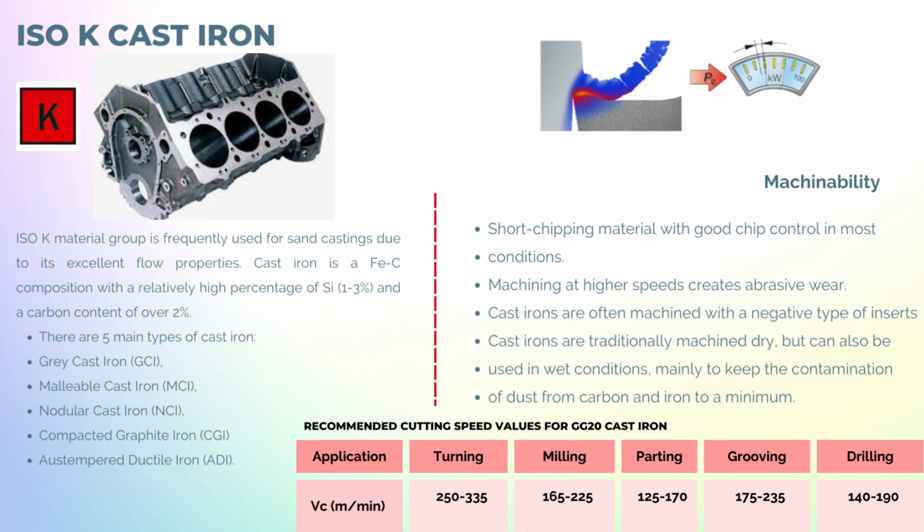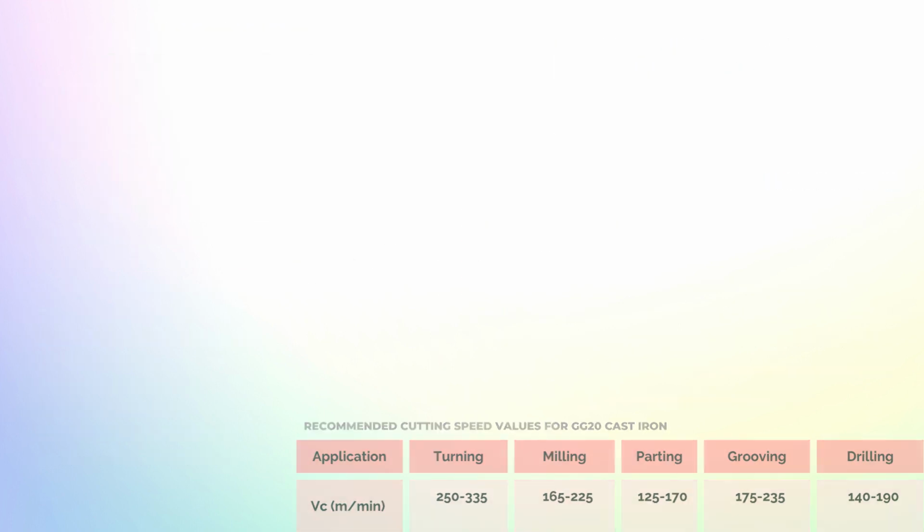Chip control is rather easy and power requirements are low. Low cutting forces occur, short discontinuous chips are produced, and the tool wear mechanism is usually abrasion in machining. The suggested cutting speed values can be seen on the screen.